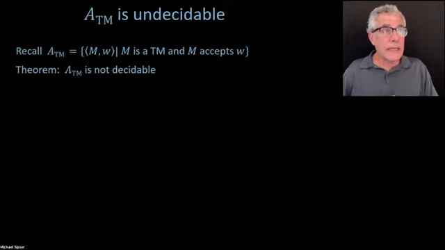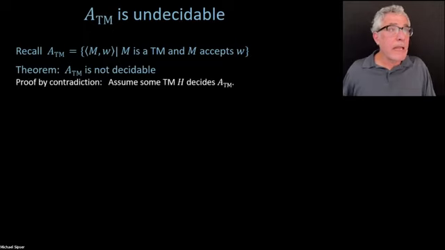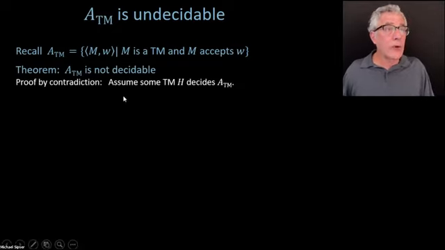I'm going to show that ATM is not decidable, the acceptance problem for Turing machines. And it's all going to be contained on this one slide. We're going to give a proof by contradiction using diagonalization, and we're going to assume some Turing machine, H, decides ATM. And we're going to get a contradiction.